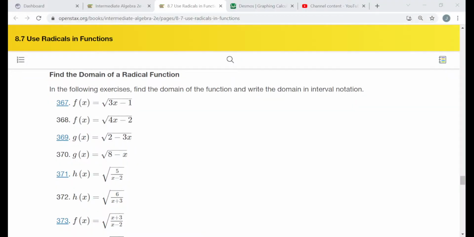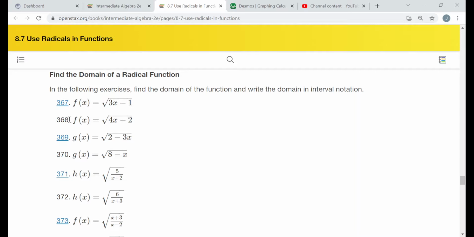Now every question, every exercise or example that I'm doing in this video is taken directly from a free online textbook at openstax.org, and it's their Intermediate Algebra 2nd edition text. I'll be working under the heading Find the Domain of a Radical Function.